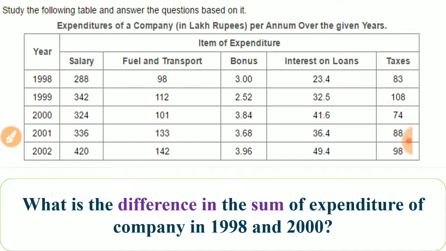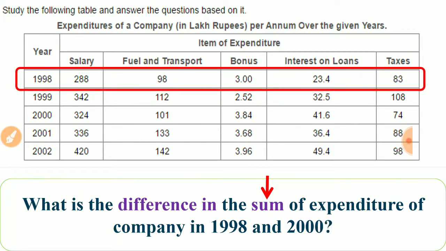What is the difference in sum of expenditure of company in 98 and 2000? So there is a twist in this question. What is the twist? We have to find the difference of sum. So for solving this question, you have to take the sum of the numbers first. So my question is, sum of what? Sum of the values in the year 98 and sum of the values in the year 2000.